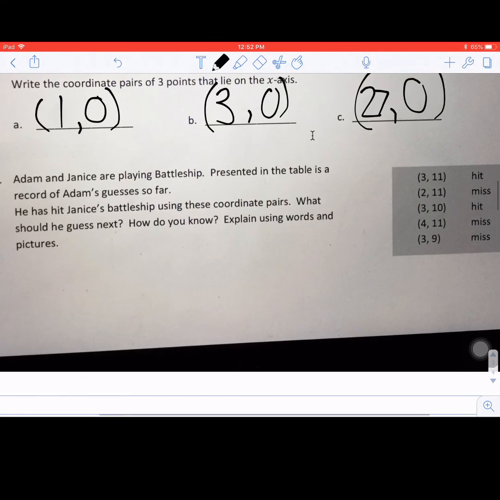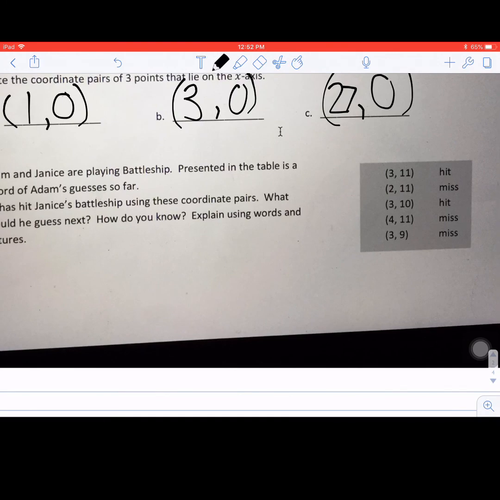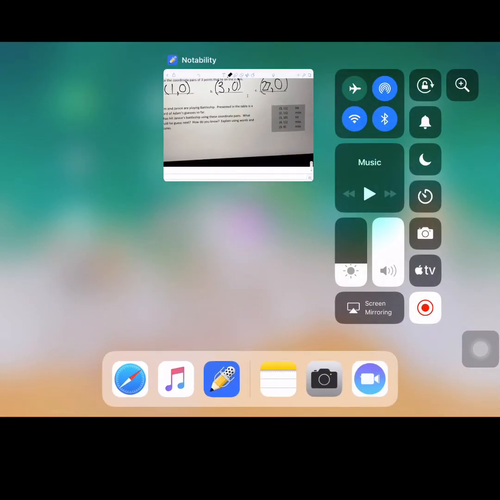Adam and Janice are playing Battleship. Presented in the table is a record of Adam's guesses so far. He has hit Janice's battleship using these coordinate pairs. What should he guess next? How do you know? Explain using words and pictures.